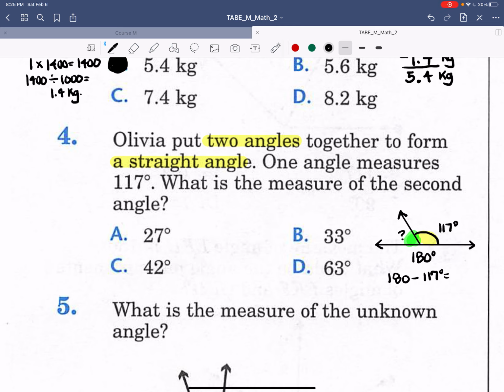You are looking for the supplementary angle. So 180 minus 117 is 63. So this is the supplement to 117. And I'm liking answer D on this one. Number 4 is D.